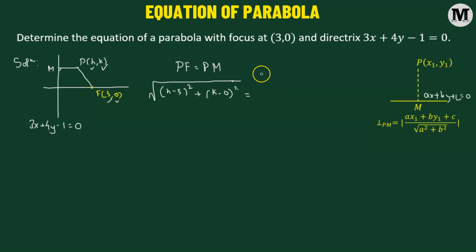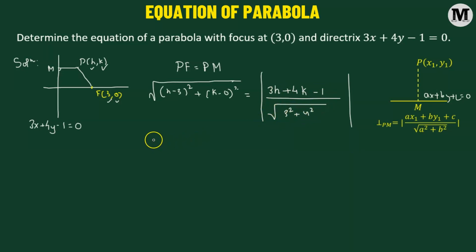So here we have to take the absolute value. We'll start with the coefficient of x, that's 3. So 3 gets multiplied to the x coordinate of the point P, that's h. Next we're going to consider the coefficient of y, that's 4. 4 will get multiplied to the y coordinate of point P, that's k. And then we have the constant term, that's going to be negative 1. This is going to be divided by the square root of 3 squared plus 4 squared.